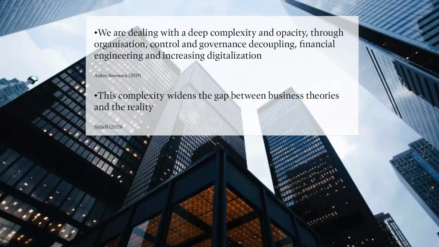As you know, contemporary business practices are themselves characterized by deep complexity and opacity, through organization, control and governance decoupling, through financial engineering and increased digitalization. And this has, of course, impact on how it's possible to regulate business, and in some cases it's not possible, and how to identify who or what is in control of different economic enterprises is increasingly difficult. This fragmentation between different entities in a corporate group can be really hard to trace. So this is also an example where systems thinking can really help.